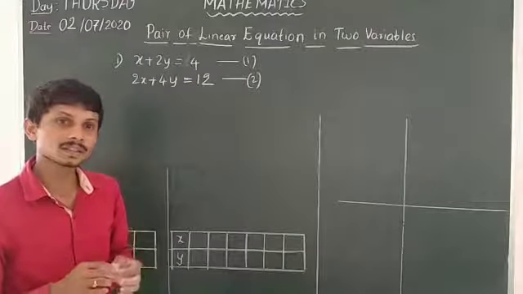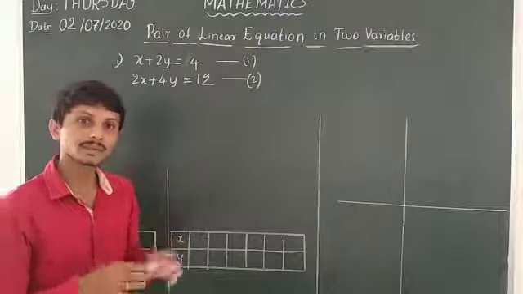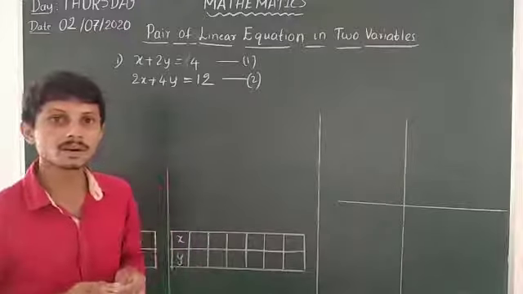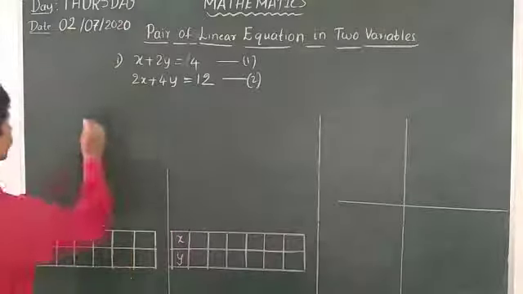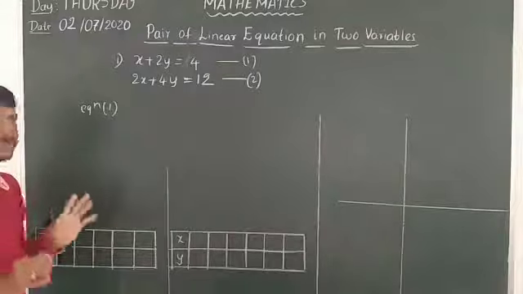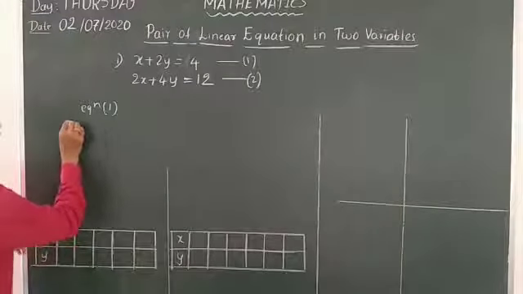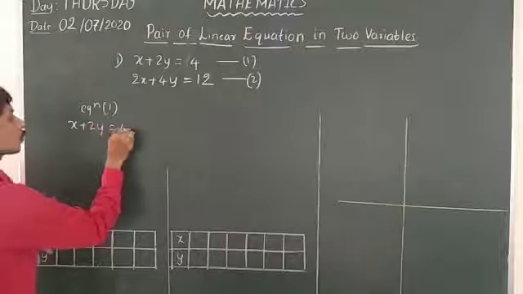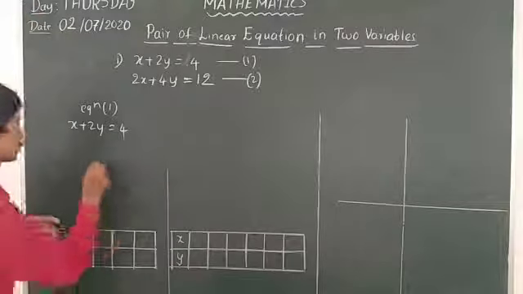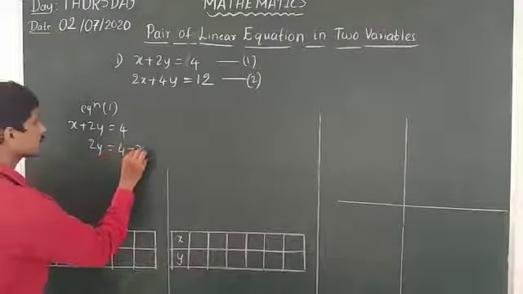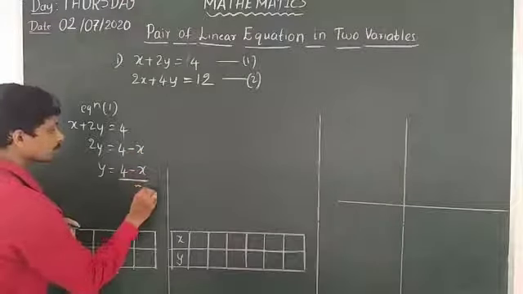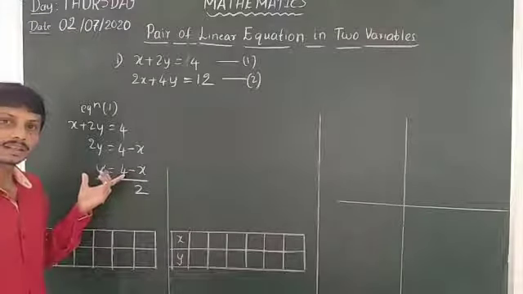Firstly, I will consider equation 1 and express it in the form of y. So we can easily find the value of x and the value of y here. Just consider equation number 1 in a simplified form: x plus 2y is equal to 4. That means I will transpose this x to the RHS side. That means 2y is equal to 4 minus x. Then y is equal to (4 minus x) divided by 2.